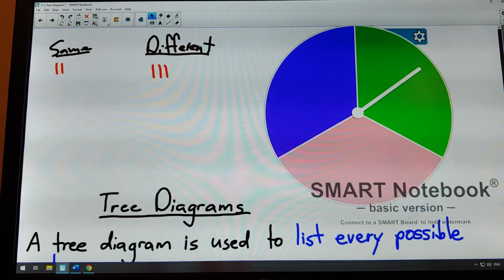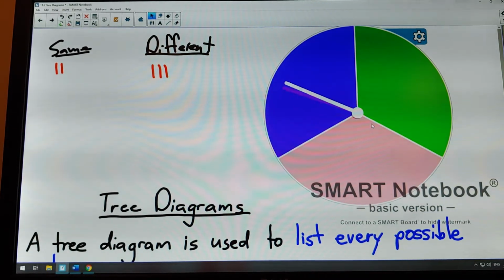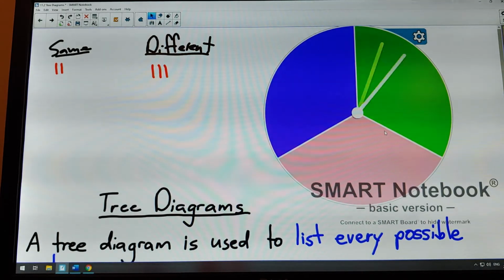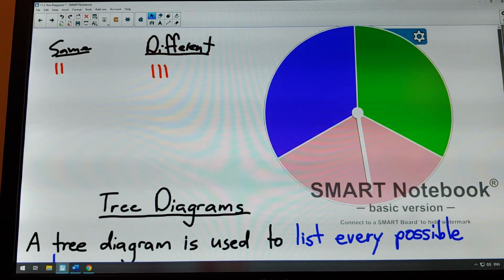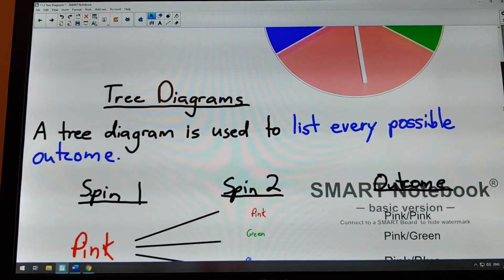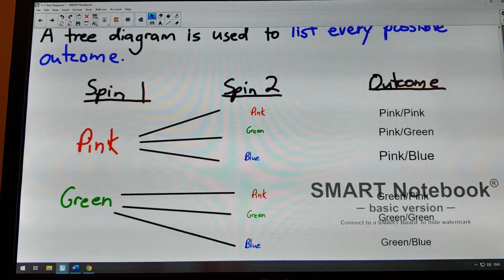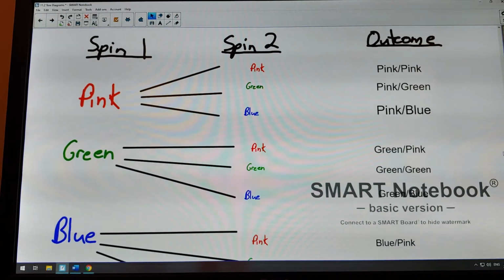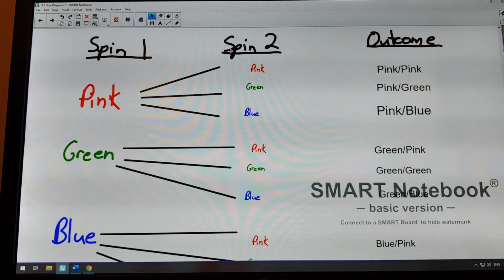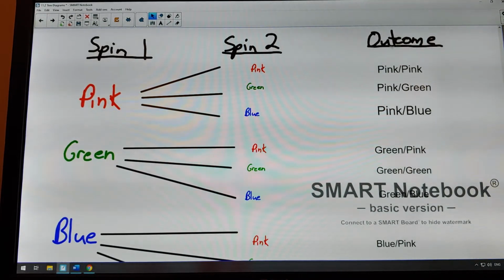So when we were playing the game, there was two events happening. You gave it a spin and you recorded a color, and then you gave it another spin and recorded the color. So because there was two things happening, our tree diagram has two columns, basically spin one and spin two, and whatever could happen on them. The third column is just us organizing the answers.